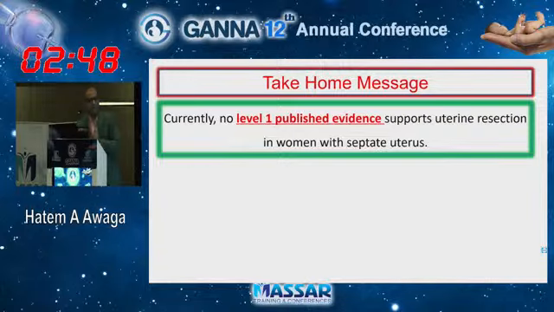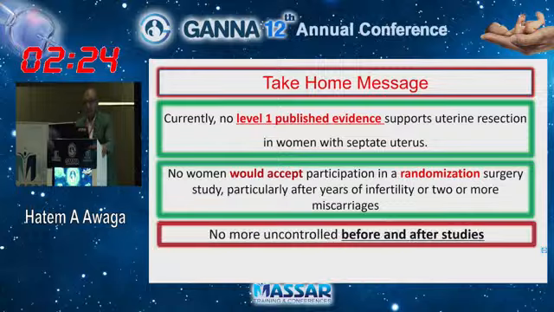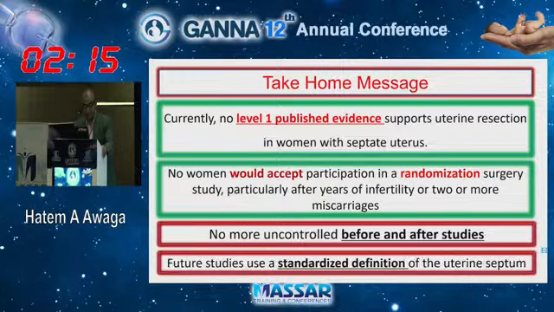So, to make the long story short, Mr. Chairman and audience, we can say that up till now, there is no level 1 published evidence about septum resection in women with septate uterus, and no woman was accepted to be included in a randomization study to be operated or not, especially if they have a bad obstetric history. We should not do more before-after studies, because such studies are associated with overestimation of the effect of the intervention. Future studies need standardization of the definition of septum, because we should use a single way of defining septate uterus in our patients.